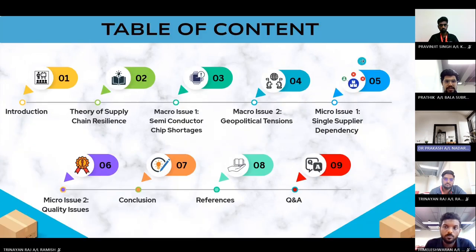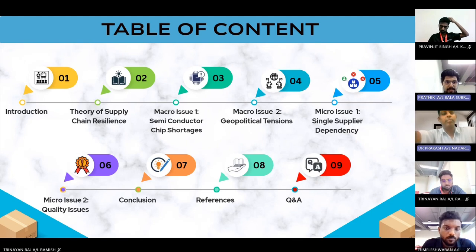Next slide. This is our table of content. In our table of content, there is introduction, theory of supply chain resilience, macro issue one, semiconductor chip shortages, macro issue two, geopolitical factors, and continue with micro issue one, single supply dependency, micro issue two, quality issues, conclusion, references, and finally Q&A. Next slide.